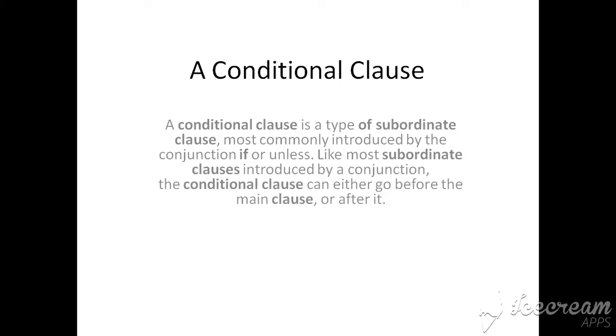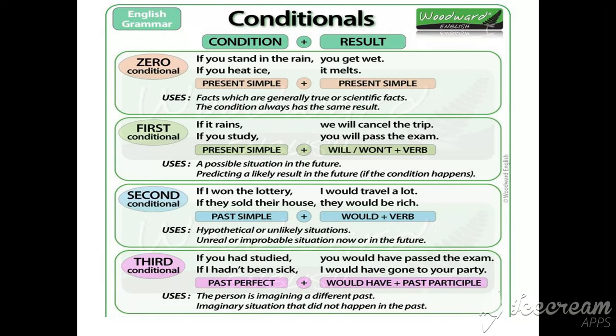as well. Like most subordinate clauses introduced by a conjunction, the conditional clause can either go before the main clause or after it. The same way as we have in complex sentences, the main clause then the subordinate clause, or it can be in the reverse order as well: first the subordinate clause and then the main clause. There are four types of conditionals: zero conditional, first conditional, second and third conditional. In your unit, we are dealing with first, second and third conditional sentences. So let's have a look at them independently.